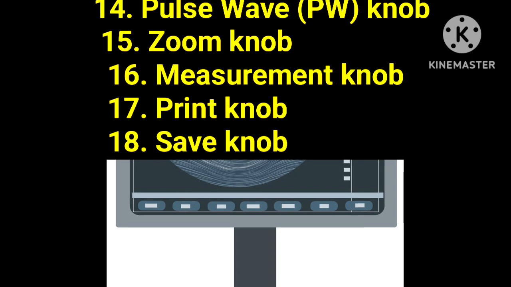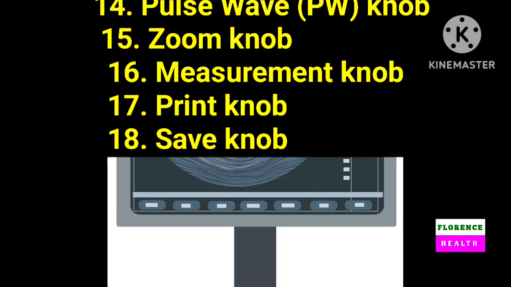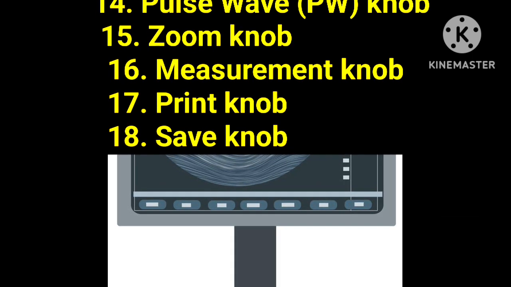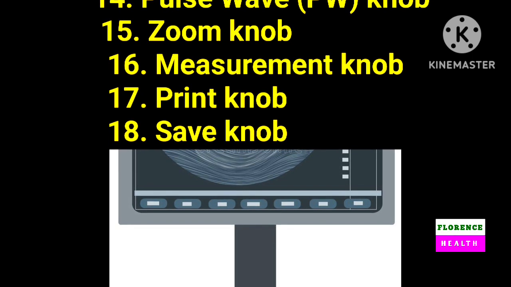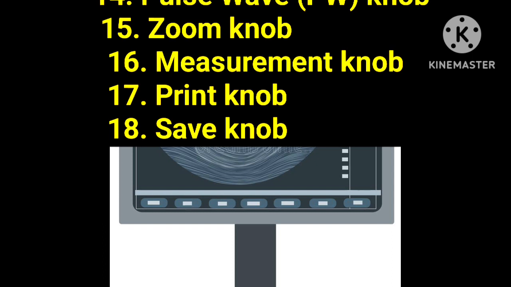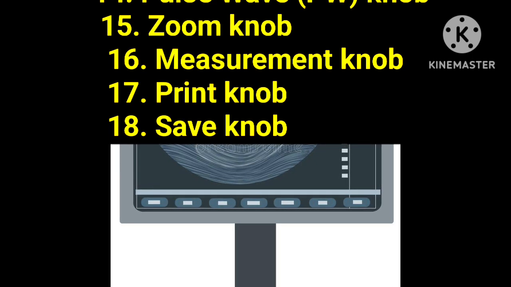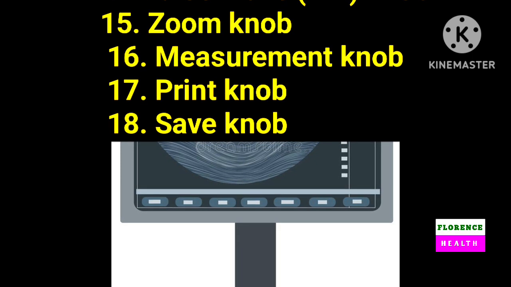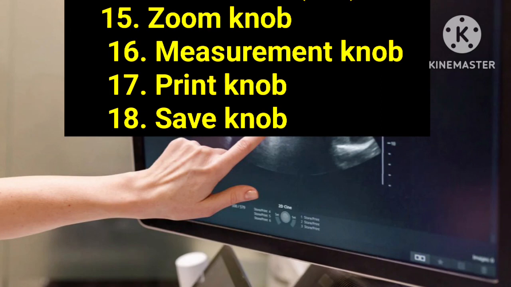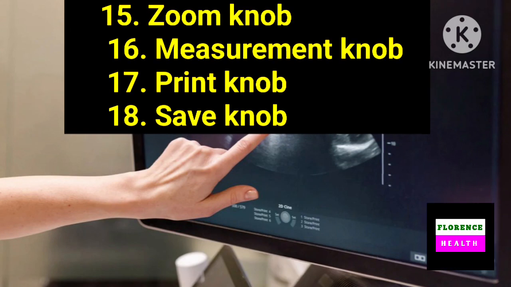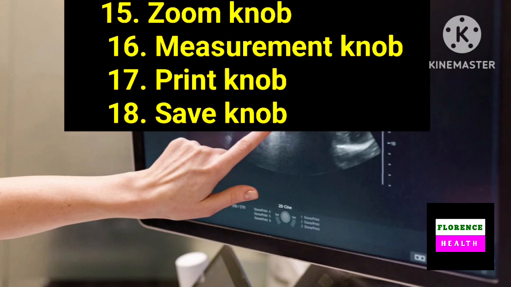By keeping striking angle less than 60 degree, all the beams are reflected from the object to the transducer. So good quality of image will be produced. By keeping striking angle more than 60 degree, less quality of image will be produced as less beam is reflected from the object to the transducer.